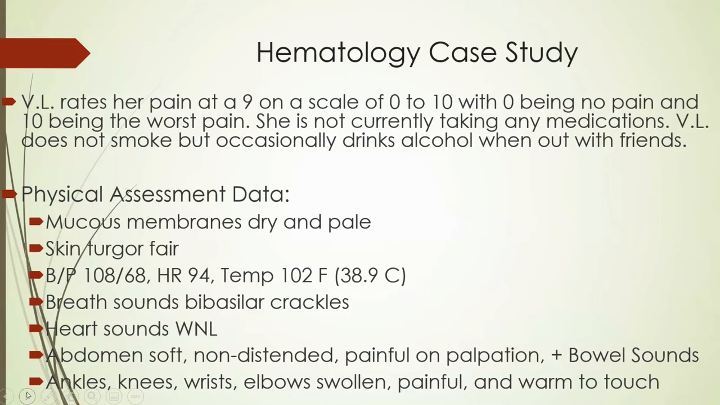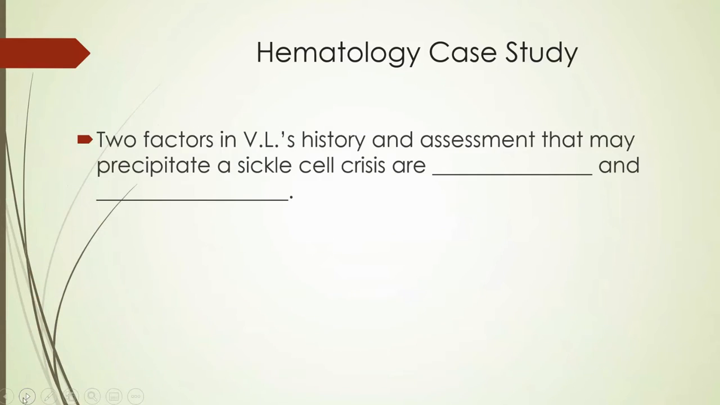But the other answer is dehydration, because she has pale and dry mucous membranes and only fair skin turgor. Also, we have her blood pressure probably a little lower than we would like. So, two things that could have caused her sickle cell crisis are dehydration and infection. Those would be kind of the first places we'd look to try and figure out how to proceed with her care.